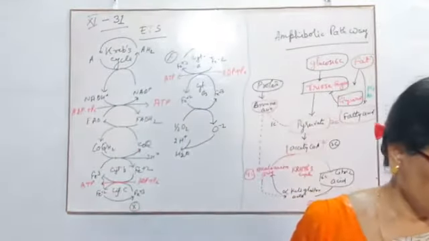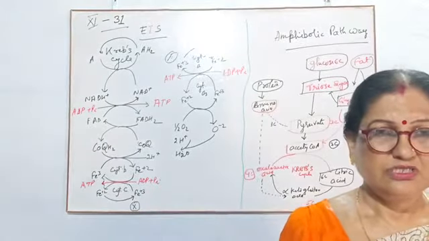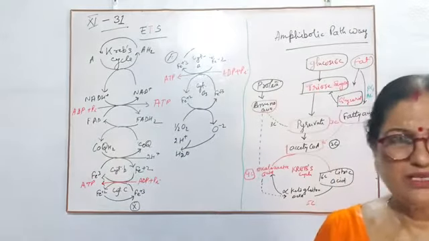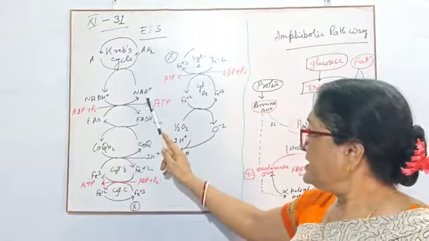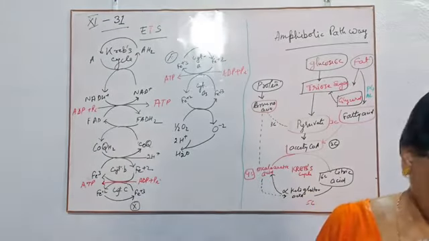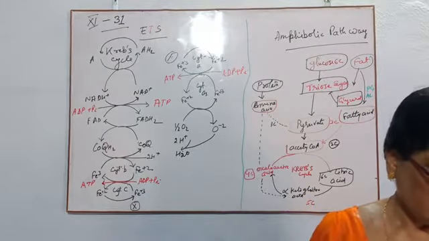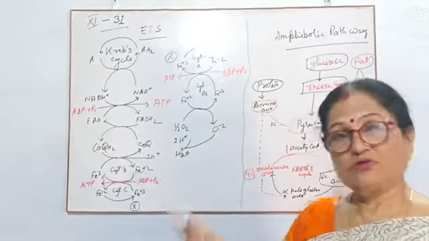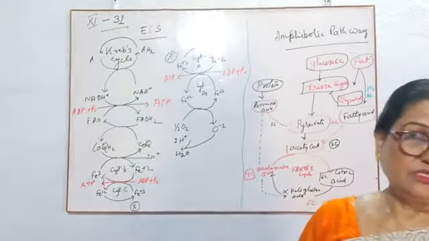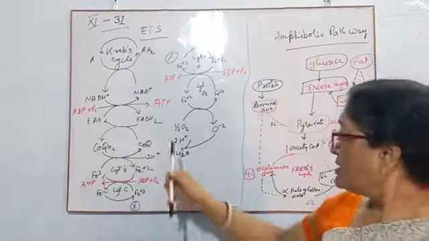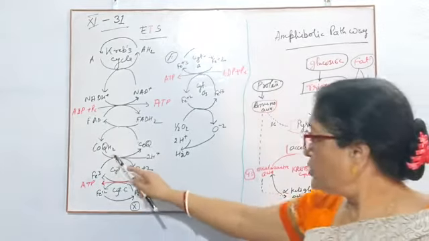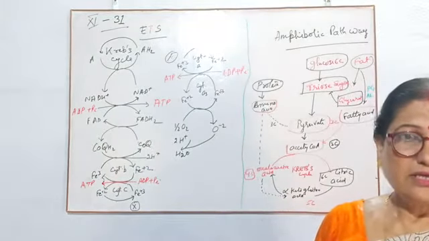The electron transport system is a chain of carrier molecules, consisting of so many carriers, such as NAD, nicotinamide adenine dinucleotide, then FAD or FMN. FMN is flavin mononucleotide, and FAD is flavin adenine dinucleotide. Then coenzyme Q, this is also a carrier.